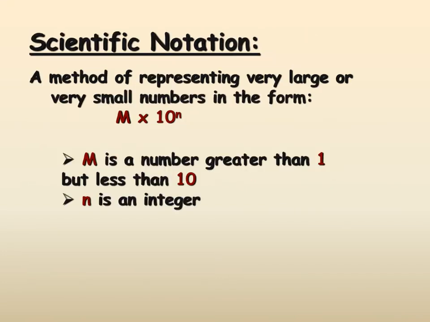So, scientific notation always has this format. There's m, which is some number that's greater than 1 but less than 10. It could be 1.234, 9.678, but some number. And then we multiply it by 10 to the n, where n is any sort of integer. Now, n can be positive or negative, and that does imply something. We'll talk about that.